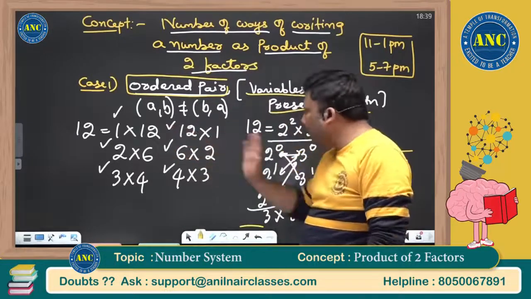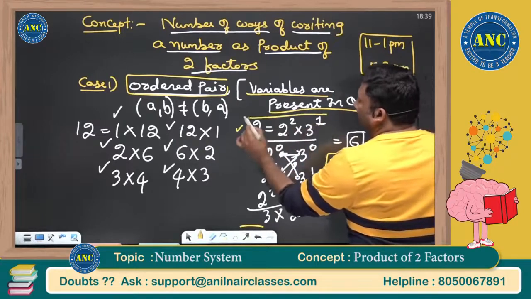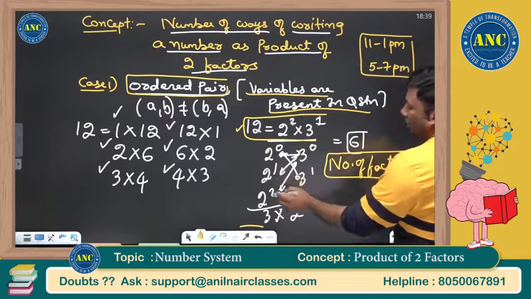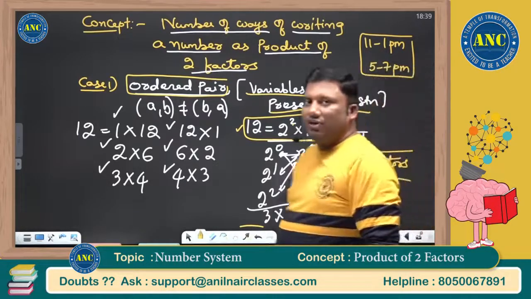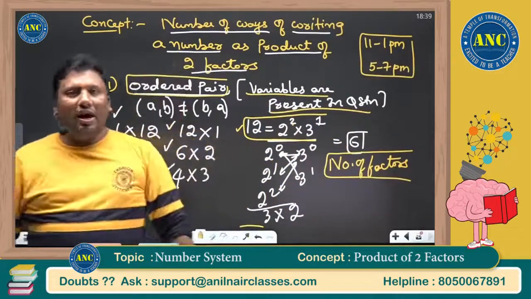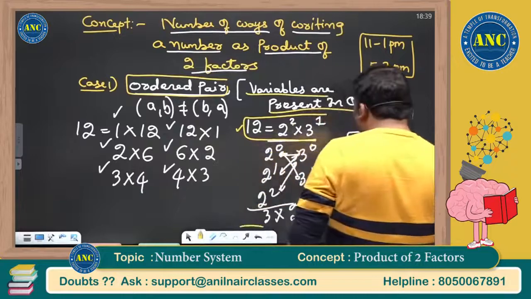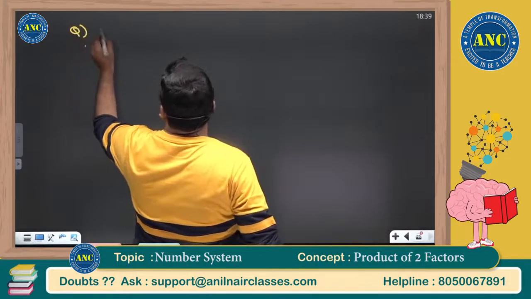Ordering matters. How to find the factors? Write the number as a power of prime bases. Take 0 to the highest power. 0 to 2, 0 to 1, 3 into 2, 6 combinations. I hope the idea is clear. Now we will take up a question. All these questions.